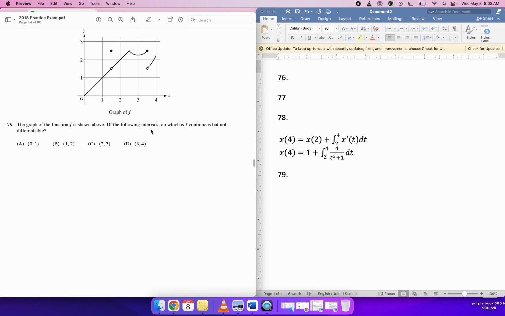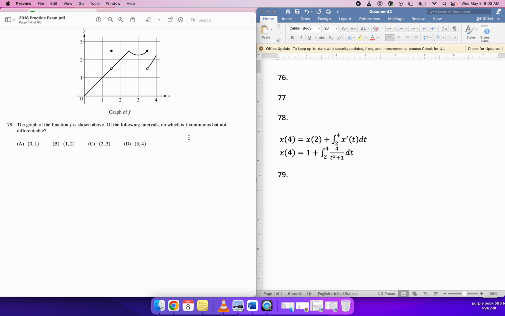The graph of the function f is shown above. Of the following intervals, on which is f continuous but not differentiable? Watch out, these are intervals. They look like they might be points, but these are actually open intervals, right? Notice that they say intervals. So on which interval is f continuous but not differentiable?